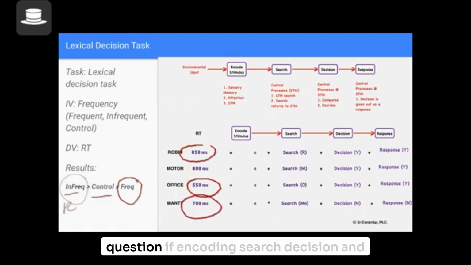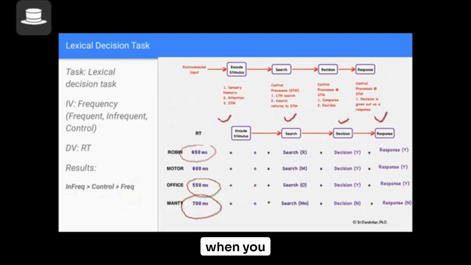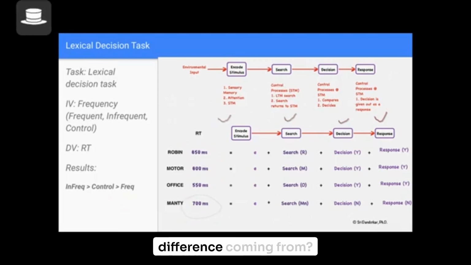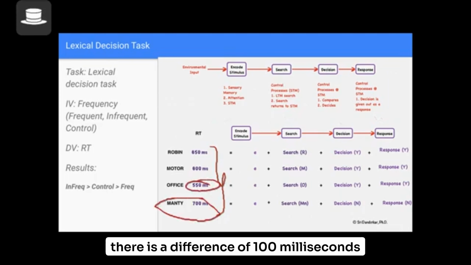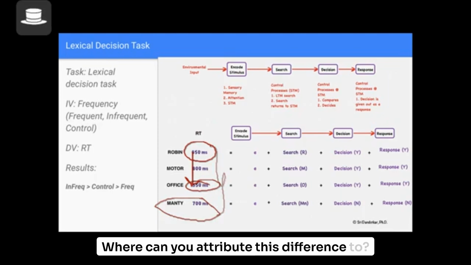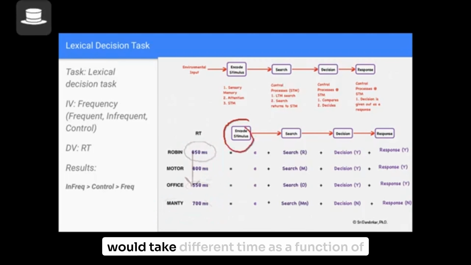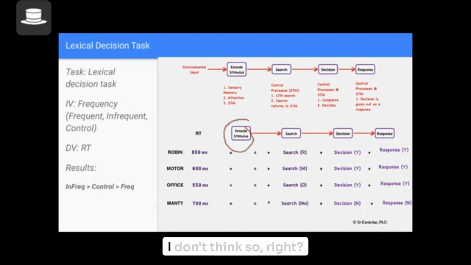Now, here's the question. If encoding, search, decision, and response are the processes you go through when you make a lexical decision, where is this difference coming from? There is a difference of 100 milliseconds between a frequent and an infrequent word. Where can you attribute this difference? Just think about it. Do you think the encoding of the sensory stimulus in sensory memory would take different time as a function of whether it's a word or a non-word, or whether it's a frequent or an infrequent word? I don't think so.